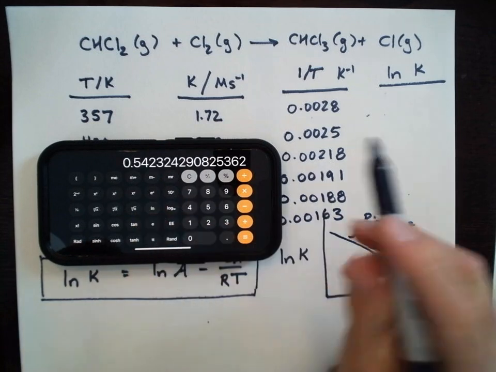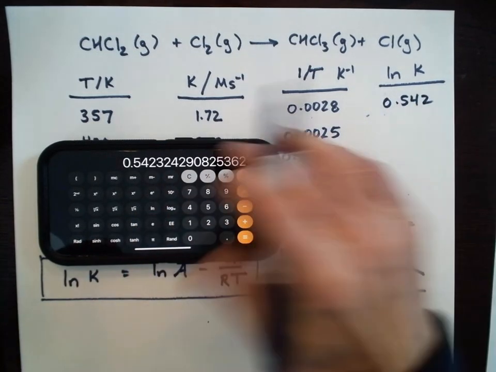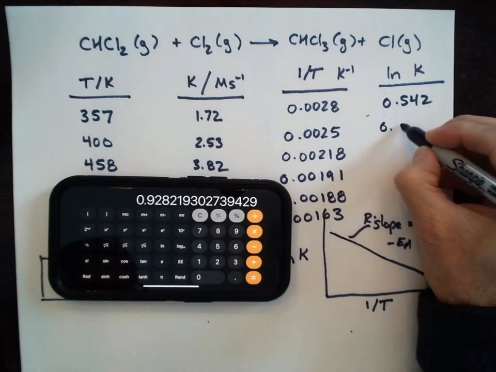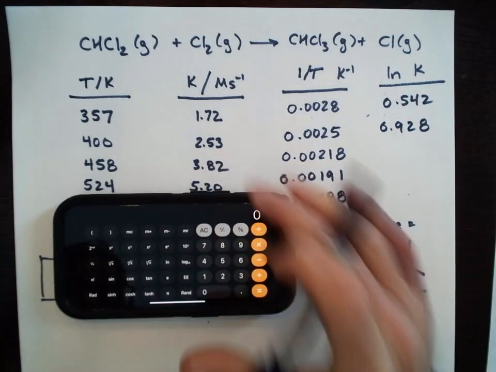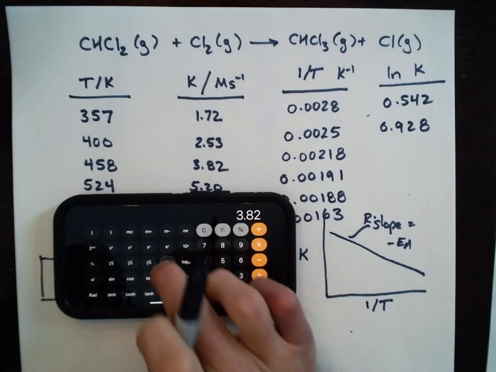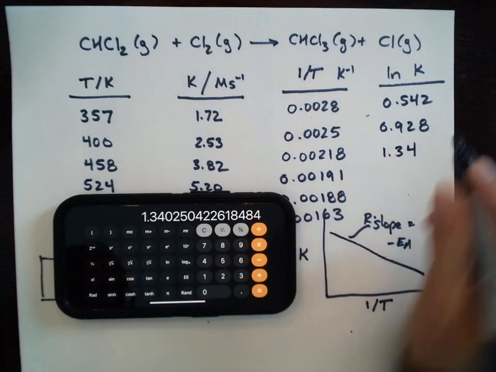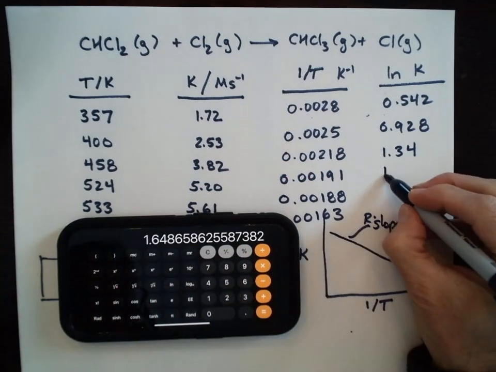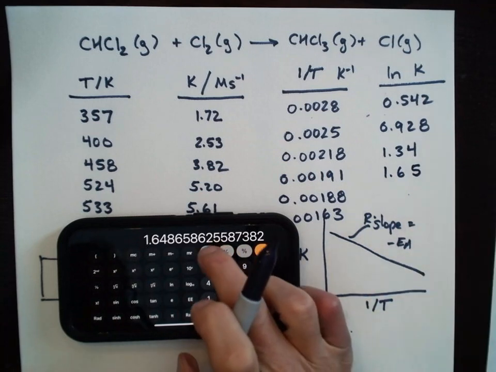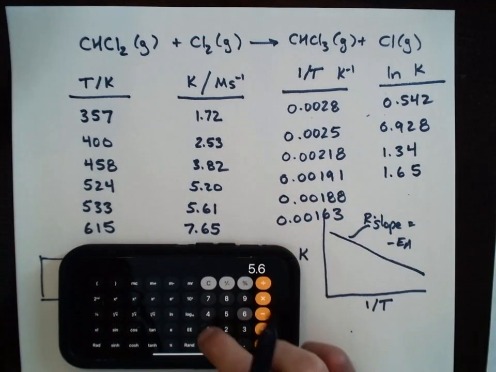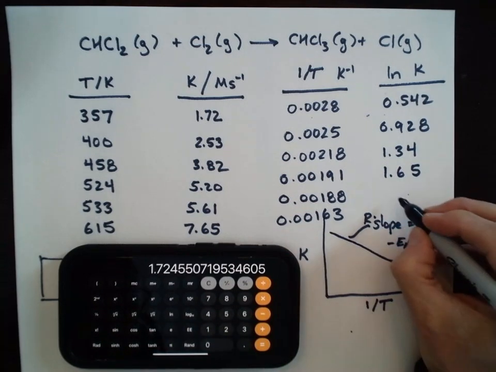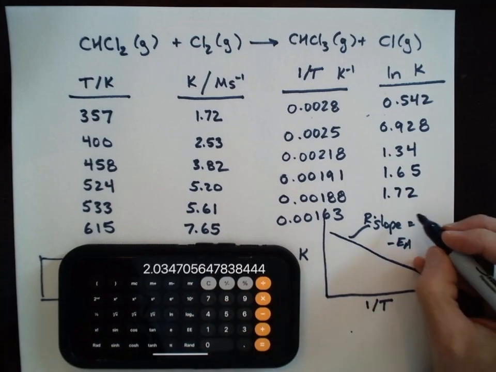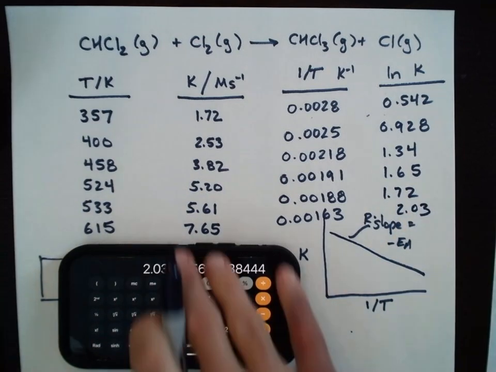Now we'll find the natural log of all of these various rate constants. 1.72, what's the natural log of that? 0.542. 2.53, what's the natural log of that? 0.928. 3.82, natural log of that is 1.34. 5.2, natural log of that, 1.65. 5.61, natural log of that, 1.72. And then finally, 7.65, natural log of that is 2.03.